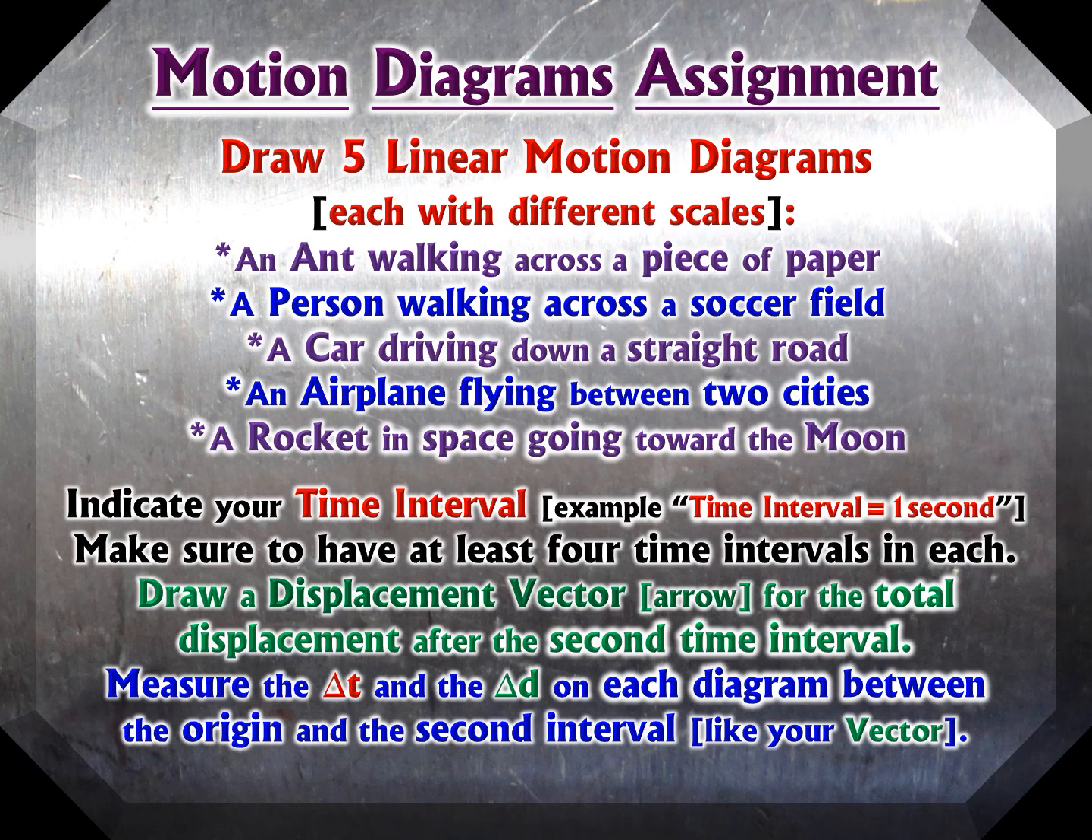And then I want you to draw a displacement vector, an arrow, for the total displacement after the second time interval. So that will go from the origin to the second time interval. So not just one interval, but basically 2 of them. And you'll see in my example where I've located it, you can either put it directly on your axis or you can offset it as long as it's the correct length.